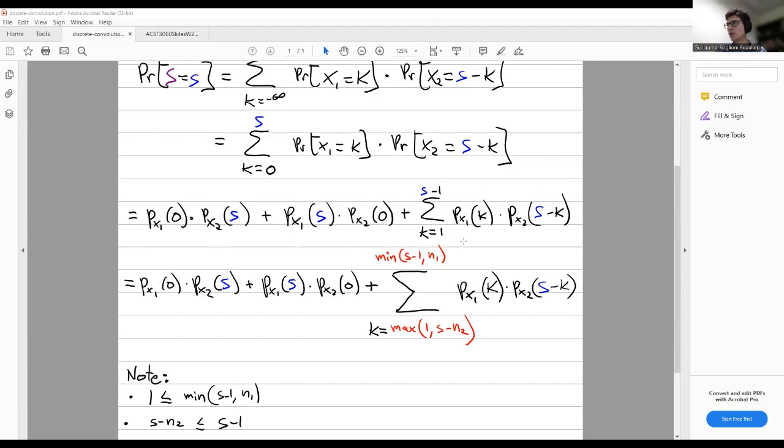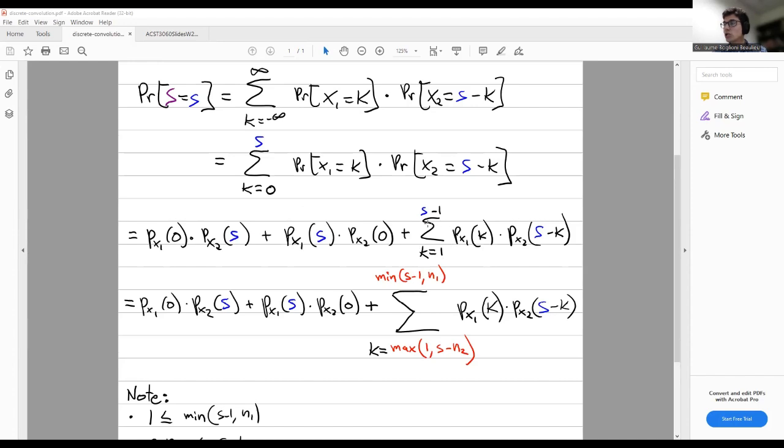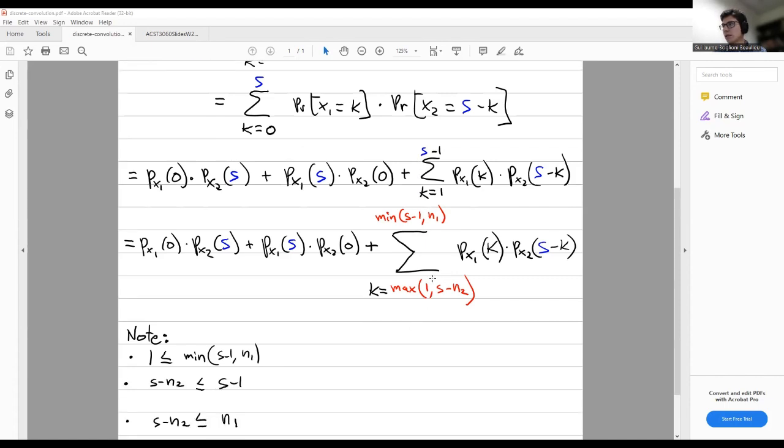Now I'm left with the summation. Of course, it now starts at 1 and it stops at s minus 1. But there's one more step. Depending on the value of s, this summation might not need to start at 1 or stop at s minus 1. Now, let's explain here, because from this line to this line, everything is the same except those red things. I'm starting the summation at something different, and I'm stopping the summation at something that's different.